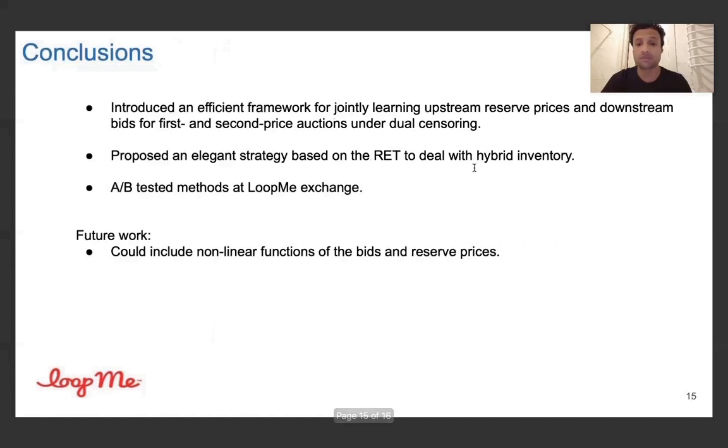To conclude, in this presentation, we introduce an efficient framework for jointly learning upstream reserve price and downstream bids for the first and second price options in a dual censoring environment. We propose an elegant strategy based on the Revenue Equivalence Theorem to deal with the hybrid setting. A/B tests performed at the LoopMe exchange validate the effectiveness of the proposed method in practice. Future work could include, for example, learning the nonlinear functions of the bids and the reserve prices.